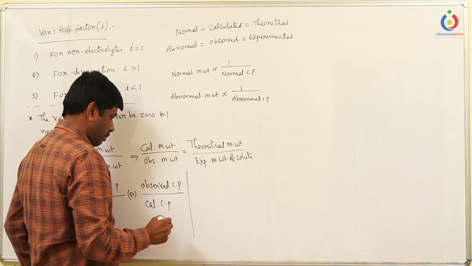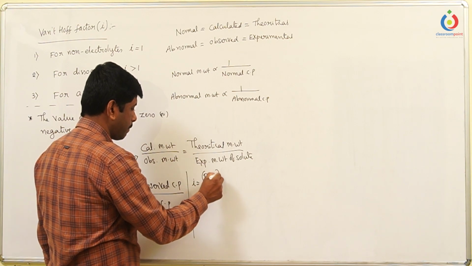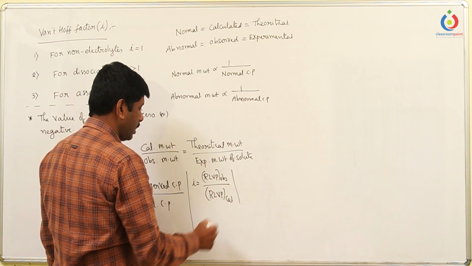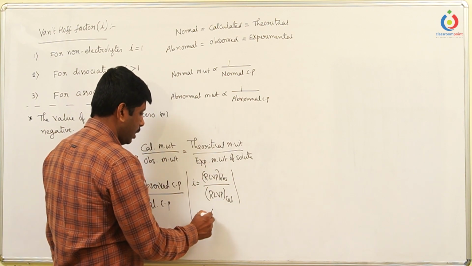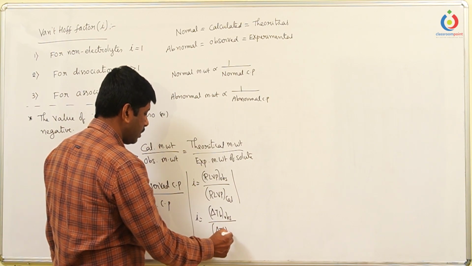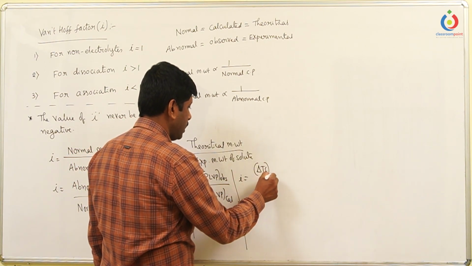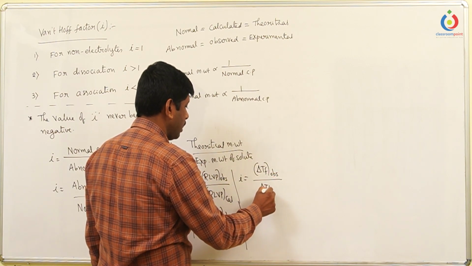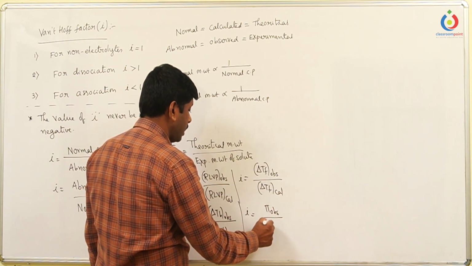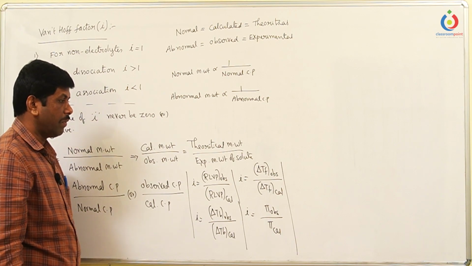So let us see what the colligative properties are, so the i value can be calculated. i equals the relative lowering of vapor pressure, observed value, divided by the relative lowering of vapor pressure, calculated. Similarly, i equals the elevation in boiling point, observed value, divided by the elevation in boiling point, calculated value. And i equals the observed depression in freezing point divided by the calculated depression in freezing point, and also the observed osmotic pressure divided by the calculated osmotic pressure. So from this we can get the factor i value.